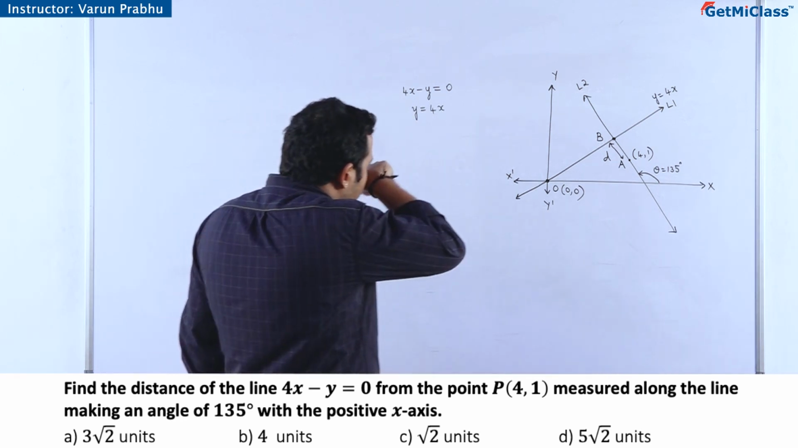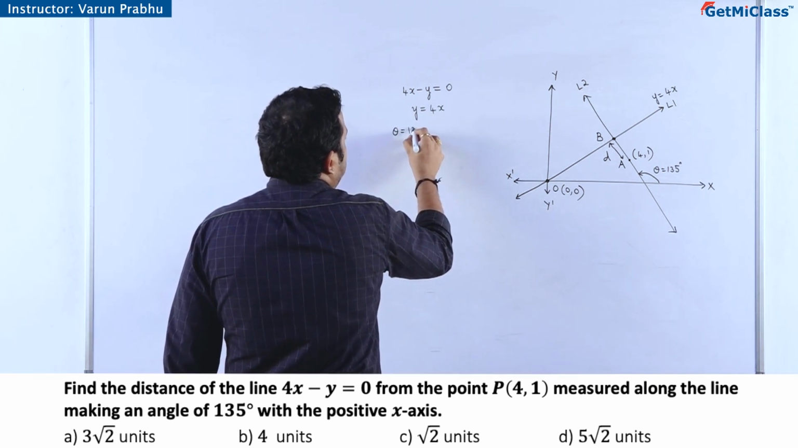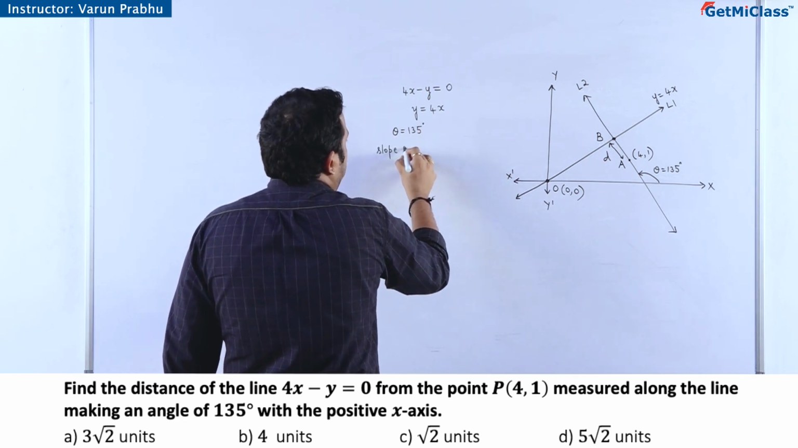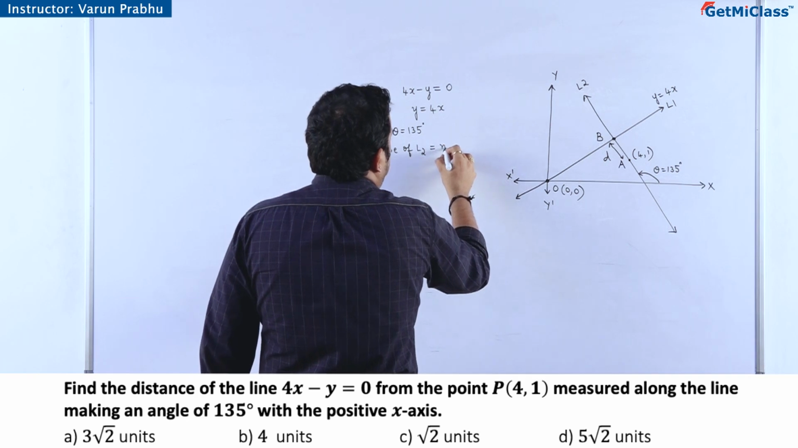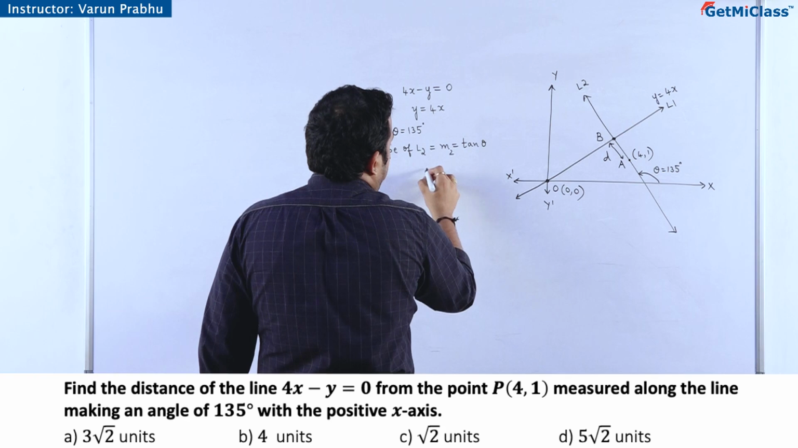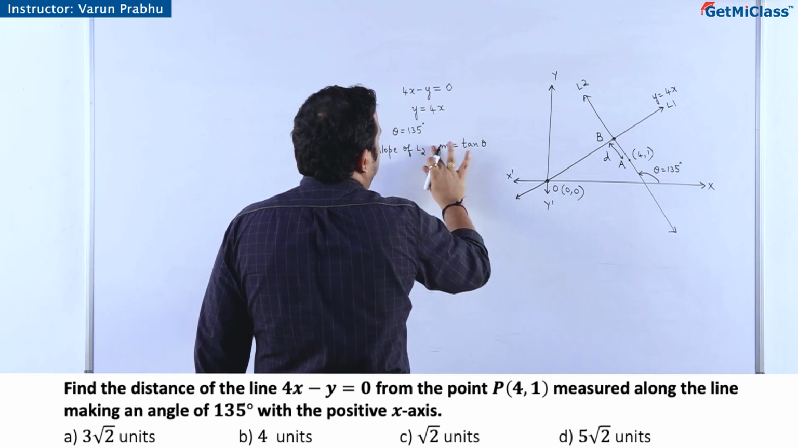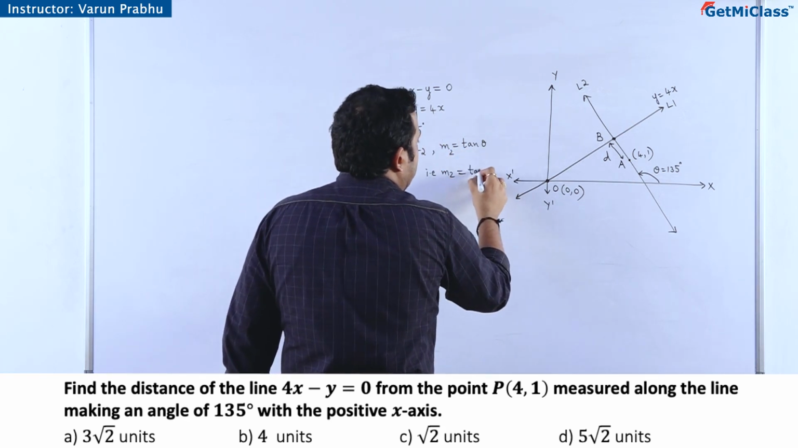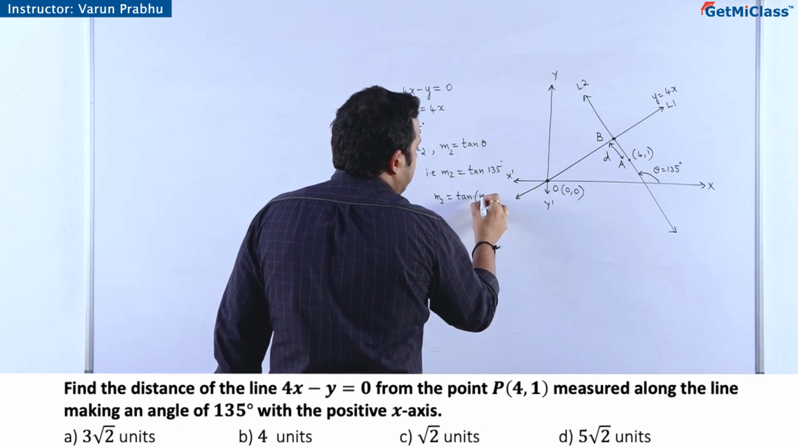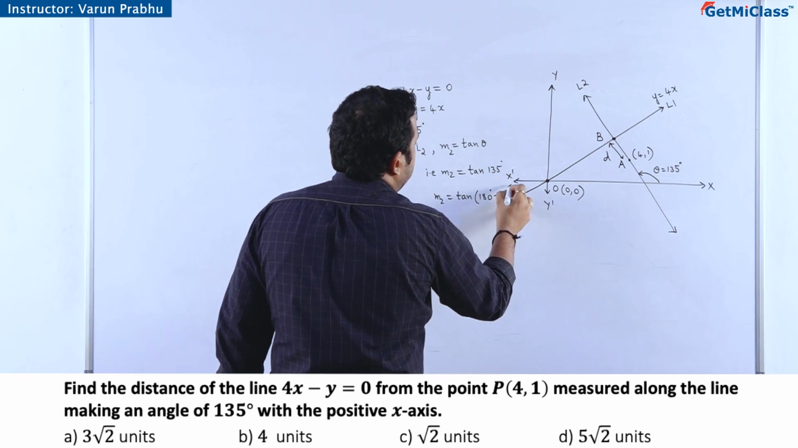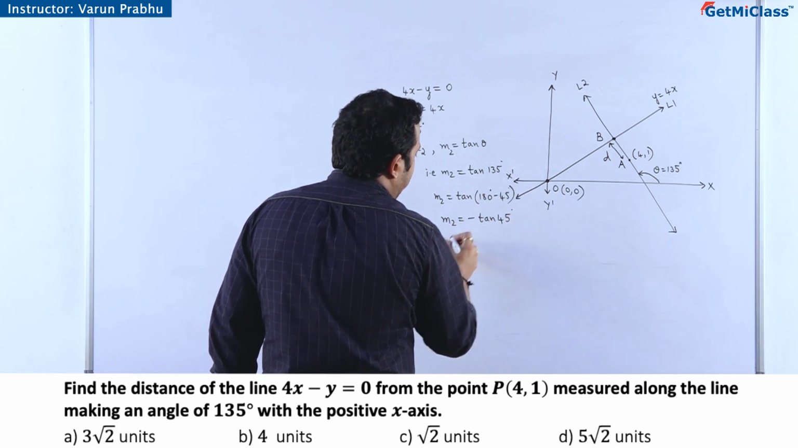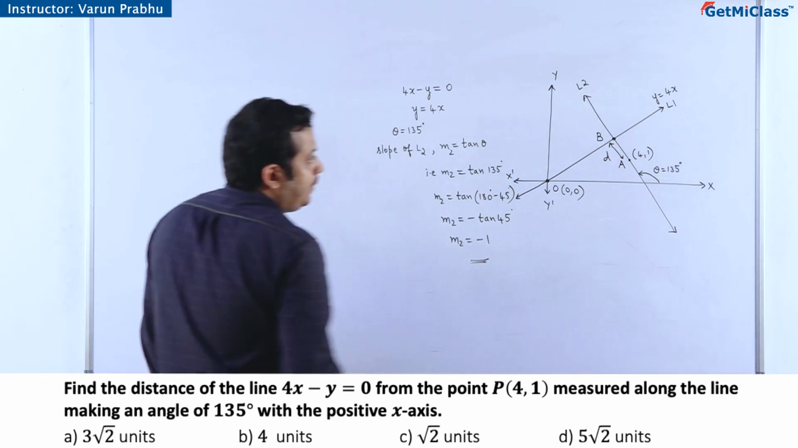Now theta is given in the problem as 135 degrees. So what is the slope of L2? Slope of L2, that is m2, is equal to tan theta, tan of 135 degrees. So m2 is equal to tan of 180 degrees minus 45 degrees, which is minus tan 45 degrees. So your value for m2 is equal to minus 1.